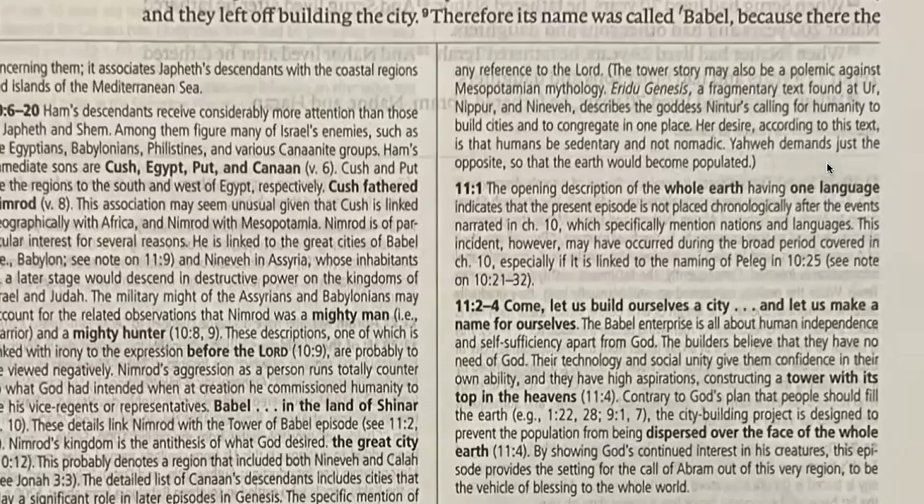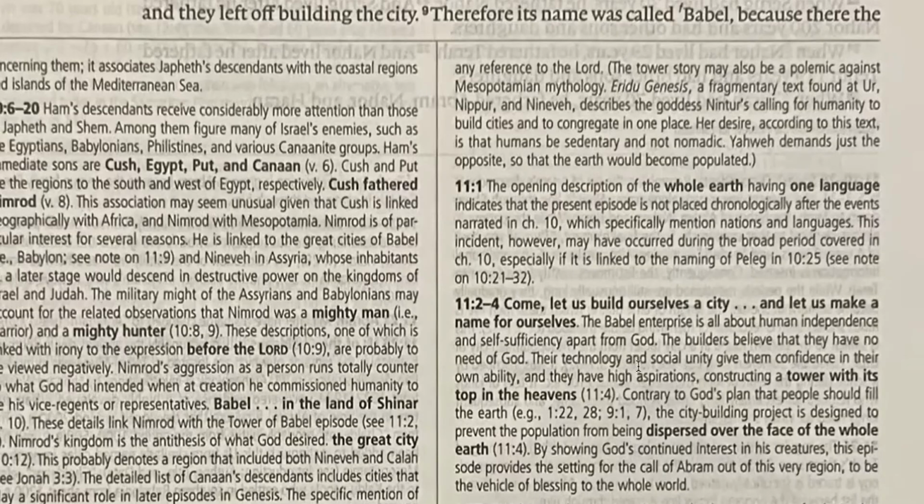Chapter 11, verses 2-4. Come, let us build ourselves a city, and let us make a name for ourselves. The Babel enterprise is all about human independence and self-sufficiency apart from God. The builders believe that they have no need of God. Their technology and social unity give them confidence in their own ability.